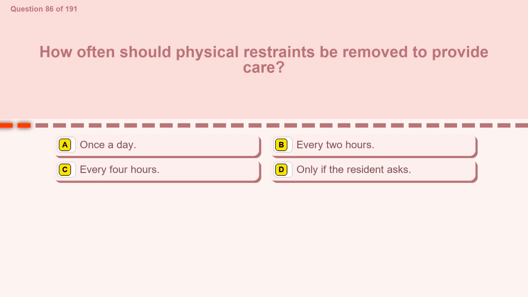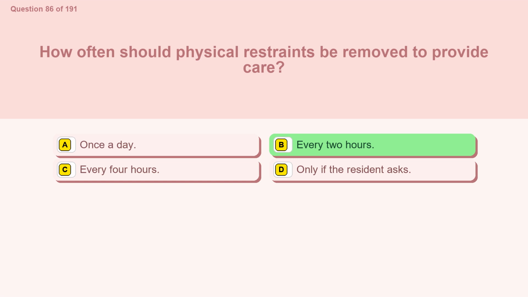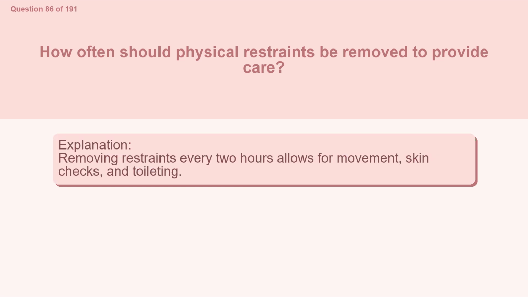Question 86. How often should physical restraints be removed to provide care? Option A, once a day. Option B, every 2 hours. Option C, every 4 hours. Option D, only if the resident asks. The correct answer is option B, every 2 hours. Removing restraints every 2 hours allows for movement, skin checks, and toileting.